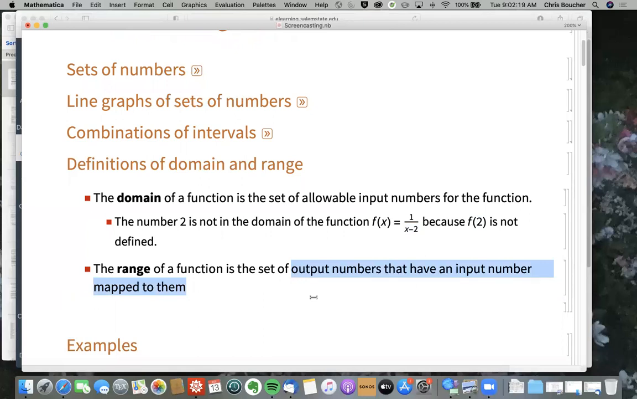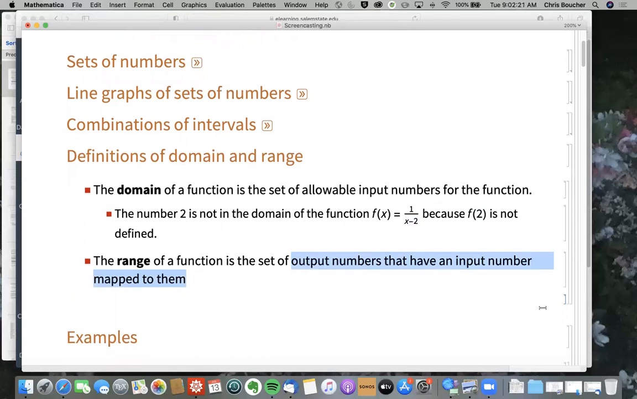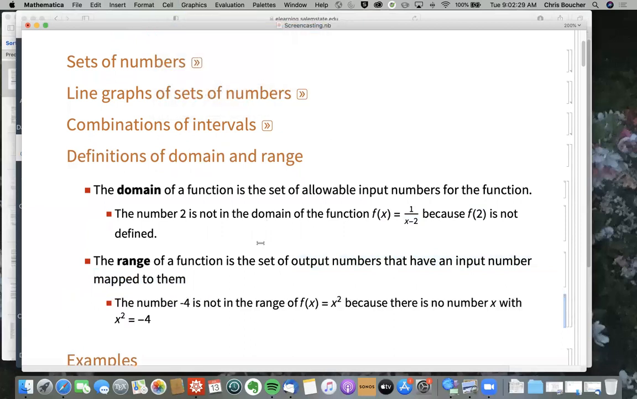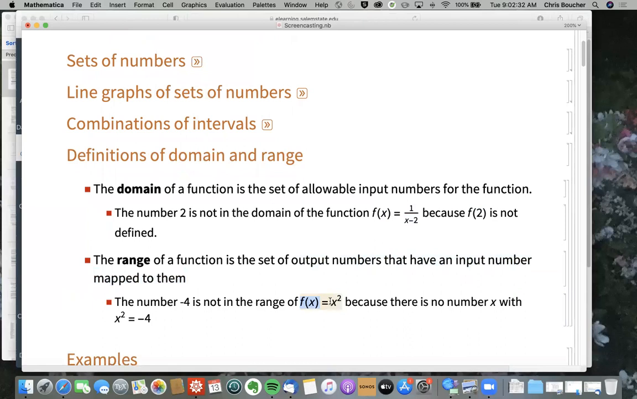And again, not every function can produce any conceivable number as an output. And here's a simple example. If we take the function f of x equals x squared, the number -4 is not in the range because I can never produce that as an output. I can't plug something into this function, square it, and get -4, because when you square something, you'll never get a negative number. So again, there is something to this.